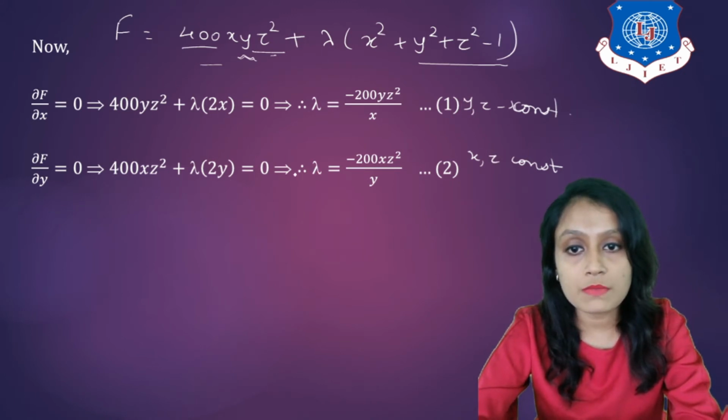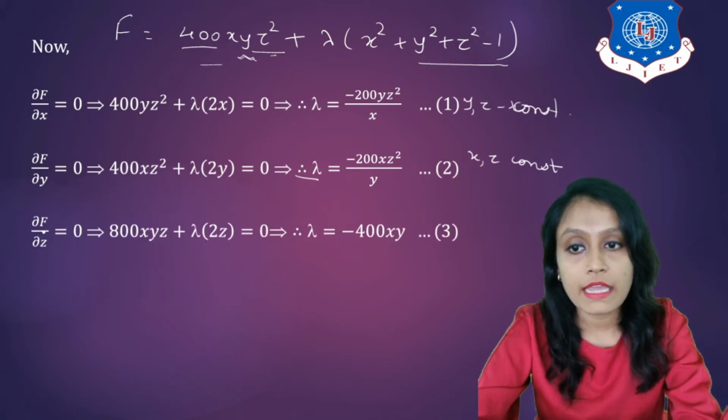Okay, so from this make lambda as a subject. So you will get minus 200 x z square upon y. Give it equation number 2. Next, del f by del z is equal to 0. Okay, so differentiate f with respect to z and equate it to 0, right?